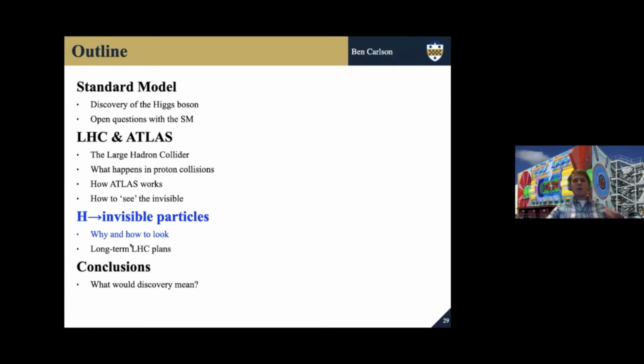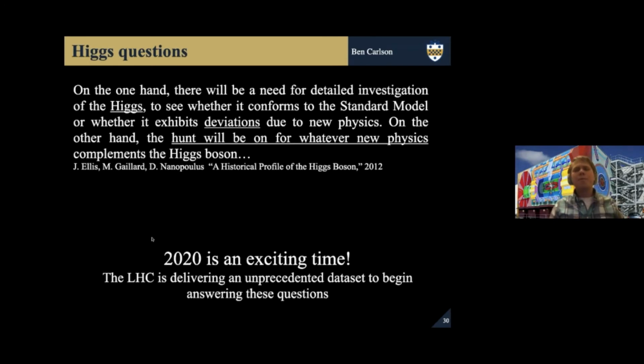I've talked a little bit about why already in the context of dark matter, but I'm going to expand a bit on that. So if you go back to 2012, the question was, now that you had discovered the Higgs boson, whether or not the Higgs boson conforms to the standard model, or whether it exhibits deviations due to new physics, which means not standard model. On the other hand, the hunt will be on for whatever new physics complements the Higgs boson. So this is from 2012, and I think it's quite prescient now as well, because we have a lot more data, so we can continue to press on this question.